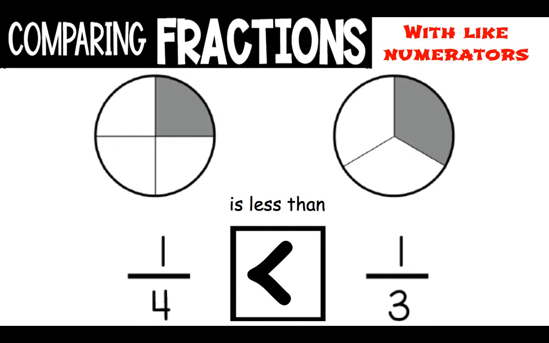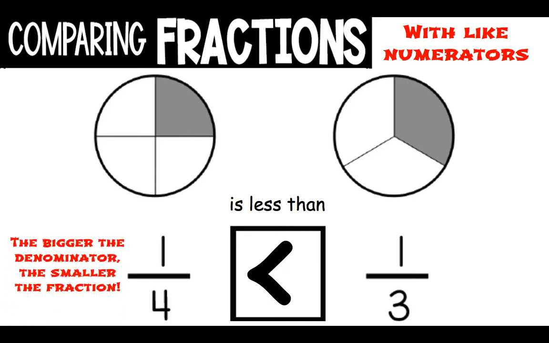Even though you may look at this and see that 4 is bigger than 3, actually, guys, the bigger the denominator, the smaller the fraction. We can see that even though 4 is typically bigger than 3, look at the size of the piece. We're splitting it up into smaller pieces so that there are more pieces. So really, 1/4 is less than 1/3.